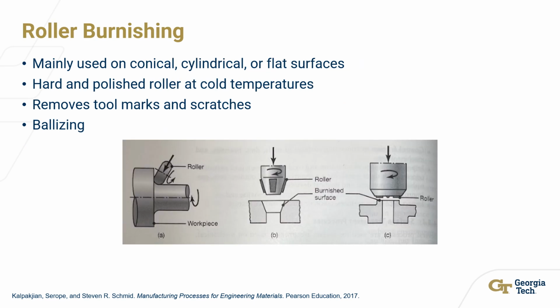Roller burnishing is typically used on conical, cylindrical, or flat surfaces. This surface treatment method involves using a hard and polished roller at cold temperatures. This method is typically used to improve a surface's finish by removing tool marks and scratches. A similar method called ballizing is used to treat the inside of a cylindrical object. This method uses a smooth ball that is guided through the cylinder to achieve similar surface treatment effects.